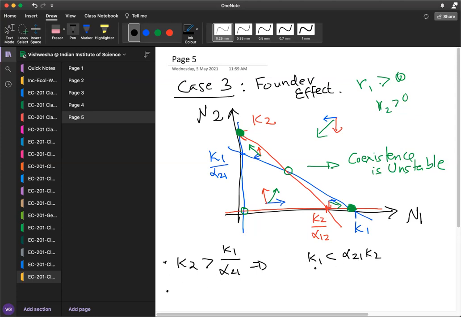Likewise, the exact converse must also be true, based on what we have seen. The next condition is this dot is less than this green dot. Therefore, K2 by alpha 1, 2 is less than K1. This means that K2 is less than alpha 1, 2 times K1. Meaning that the competitive effect of 1 on 2 is high, and that of 2 on 1 is high. Therefore, in some sense, both of them are actually competitive. So whoever starts first will have the advantage.